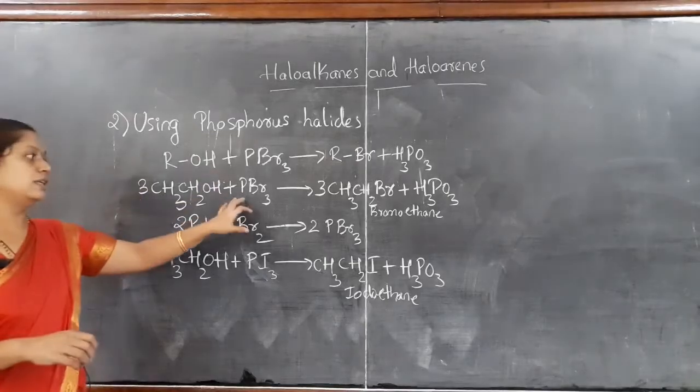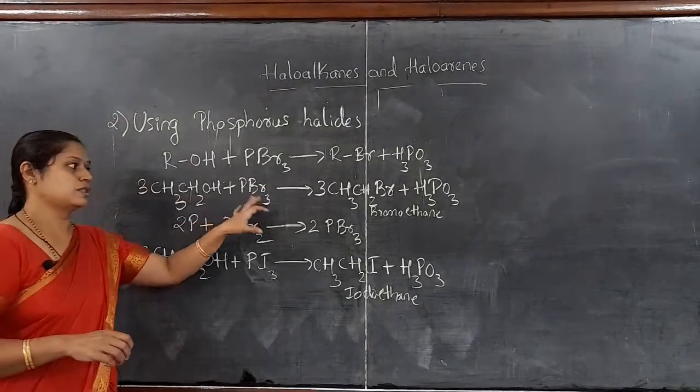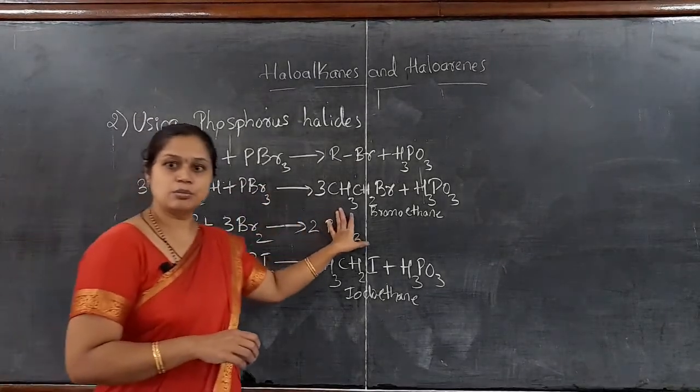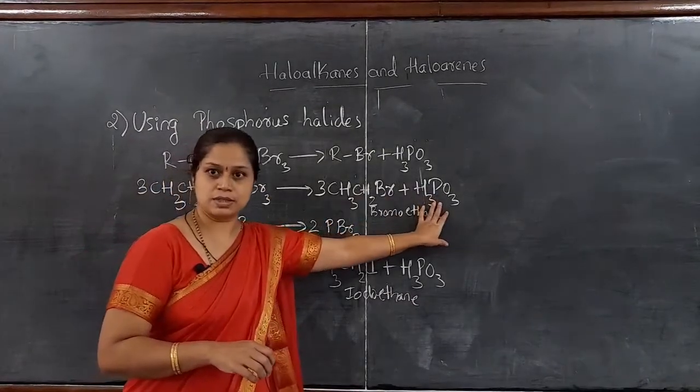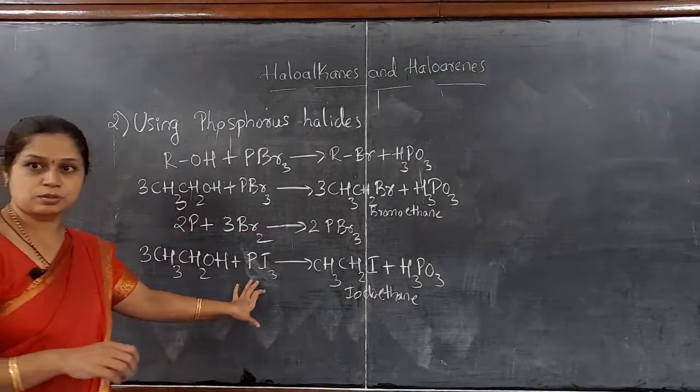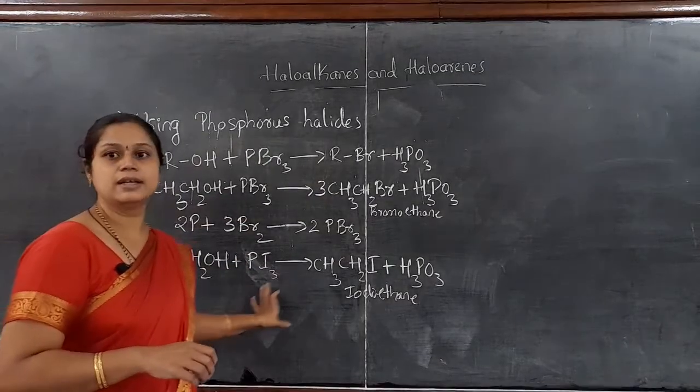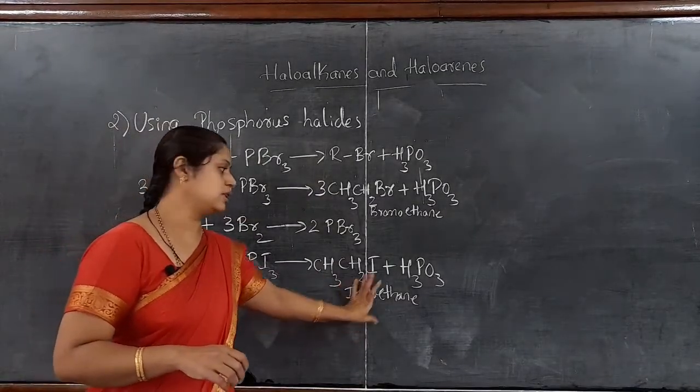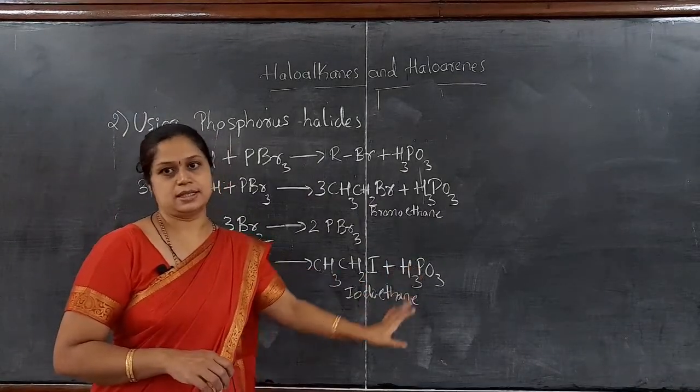So when alcohol is reacted with phosphorus tribromide, we are going to get the bromoethane and phosphorous acid. Similarly, when ethyl alcohol reacts with phosphorus triiodide, we get iodoethane and phosphorous acid here.